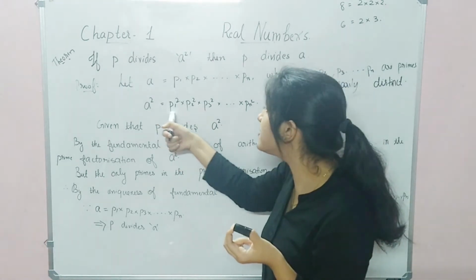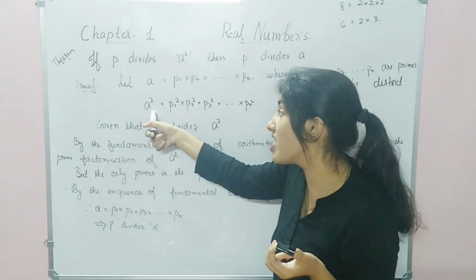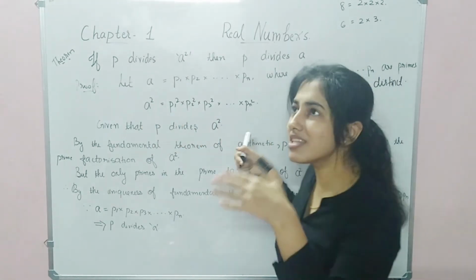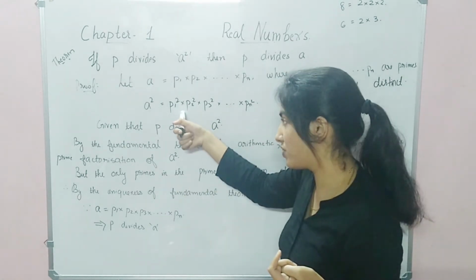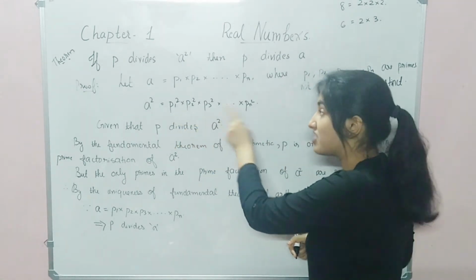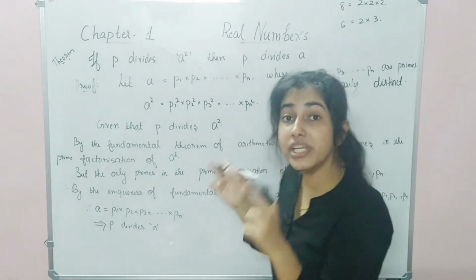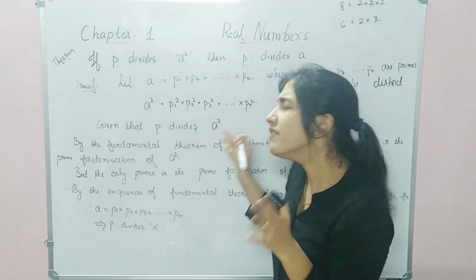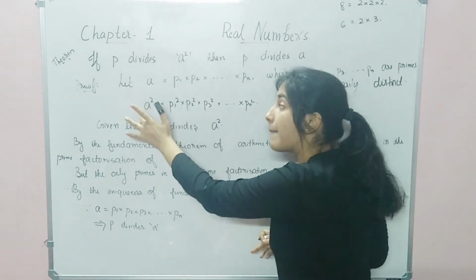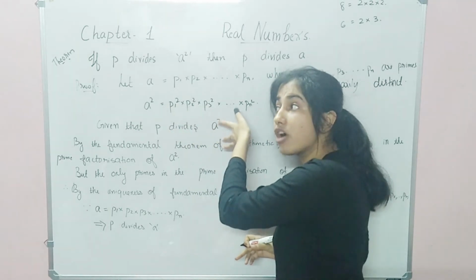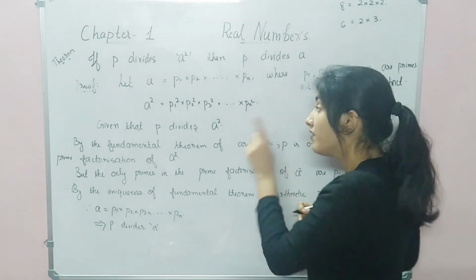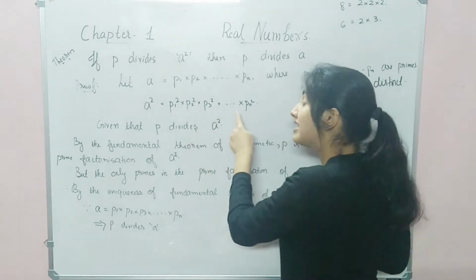But we know the primes involved in the prime factorization of A square are P1, P2, P3, etc. Pn. So P is a prime factor involved in the prime factorization of A square, but the only primes involved in the prime factorization of A square are P1, P2, etc. Pn. By considering the uniqueness of the fundamental theorem of arithmetic, which is a unique representation of writing a composite number as a product of its primes, we say that P is one among these numbers.